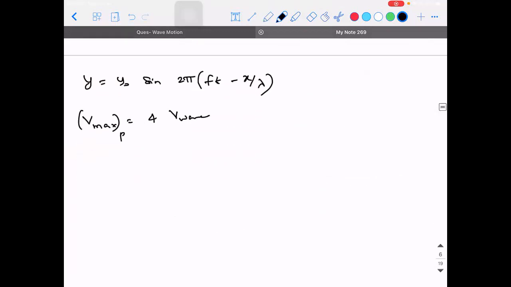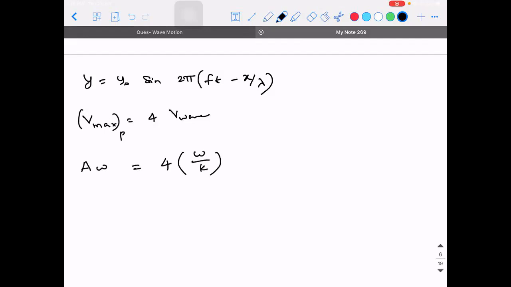Okay. So what is the maximum particle velocity according to the previous question? It is A into omega, equal to 4 into the wave velocity. What is the value of wave velocity? It is omega by k. Correct? Omega gone. So A is equal to 4 into 1 divided by 2 pi by lambda. So lambda divided by 2 pi is what you're going to get. So this will get cancelled, which implies lambda is equal to pi A divided by 2.